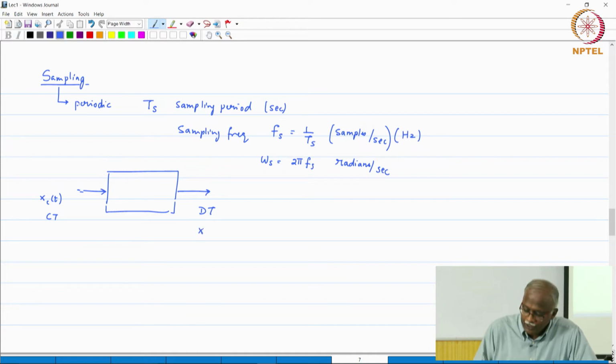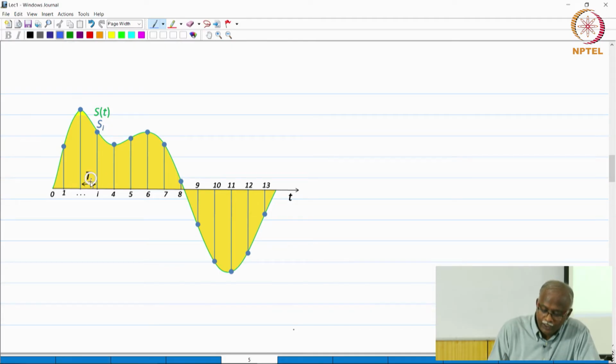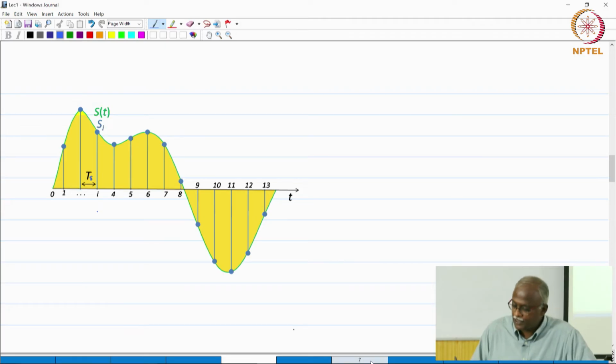So here we have x of n, which is the continuous time signal sampled at integer multiples of the sampling period. Which is again the picture that we have talked about. So you take it at uniformly spaced samples. This is actually the Ts, the sampling period, and these are uniformly spaced samples.